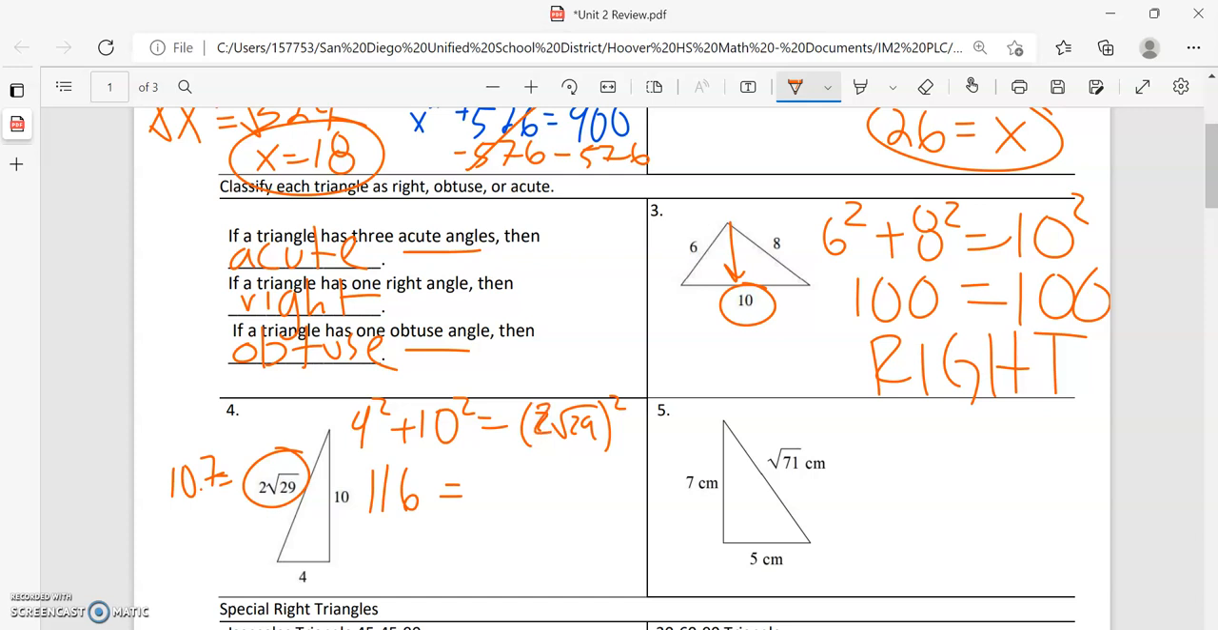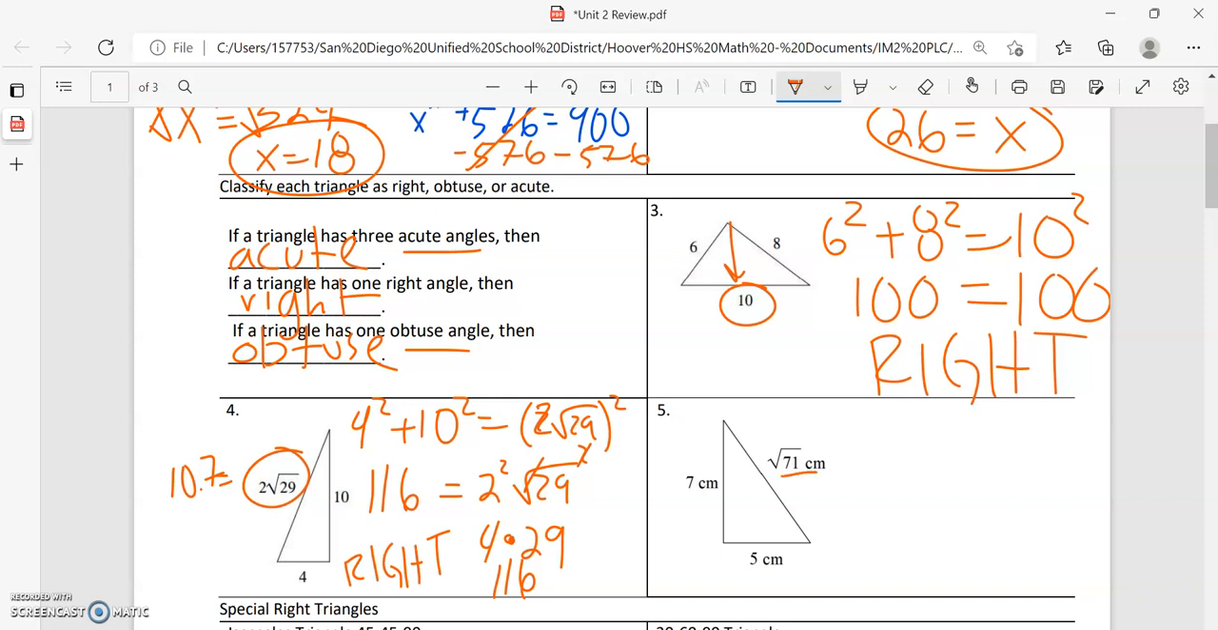2 square root 29 squared can be written as 2 squared and square root 29 squared. 2 squared is 4. These cancel out, so it's just simply times 29. 4 times 29 is 116, so it is also a right triangle.